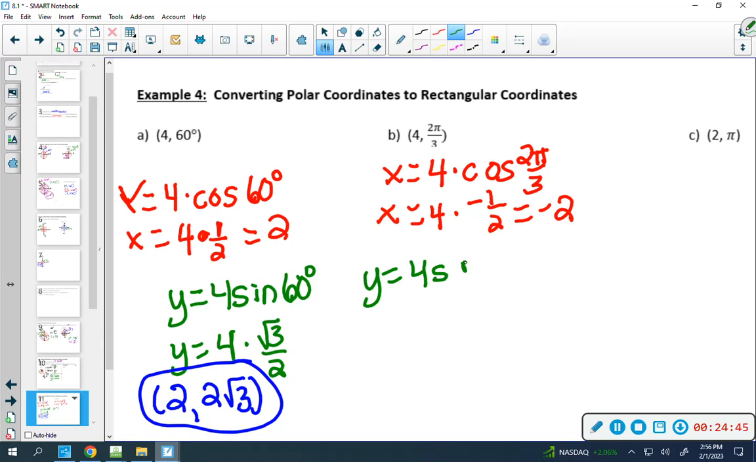And I don't know if we need to do the last example, do we? No. Because this is taking way longer, me trying to write on this thing than it should take.